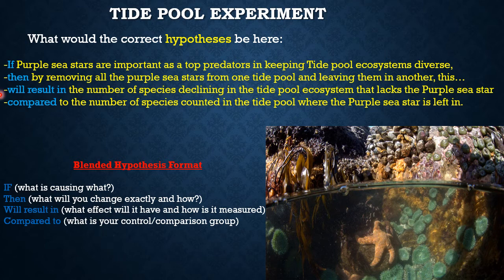And again, I know it sounds all very wordy, but when you read it all together, it should make sense. If the purple sea stars are important as top-level predators in keeping tide pool ecosystems diverse, then by removing all the purple sea stars from one tide pool and leaving them in another, this will result in the number of species declining in the tide pool that lacks the purple sea star compared to the number of species counted where the purple sea star is left in.